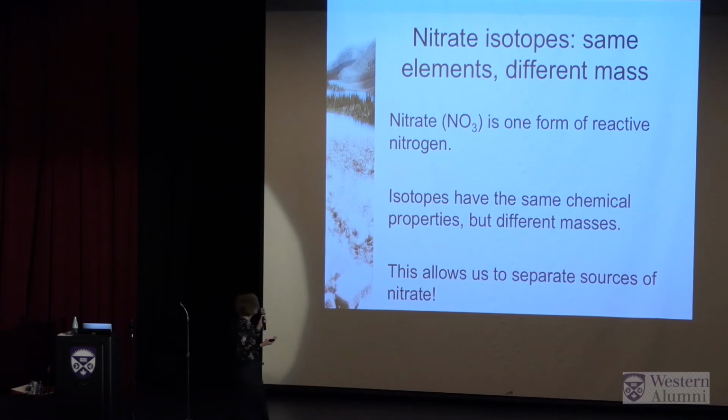So isotopes are elements like nitrogen that have the same chemical properties. So a nitrogen is a nitrogen is a nitrogen, but its mass is a little bit different. And that makes it behave just slightly differently so that we can tell the difference between sources.